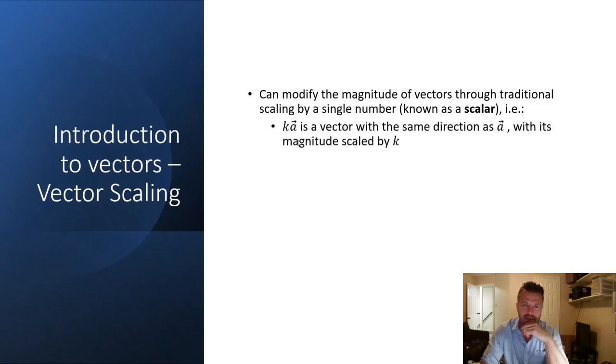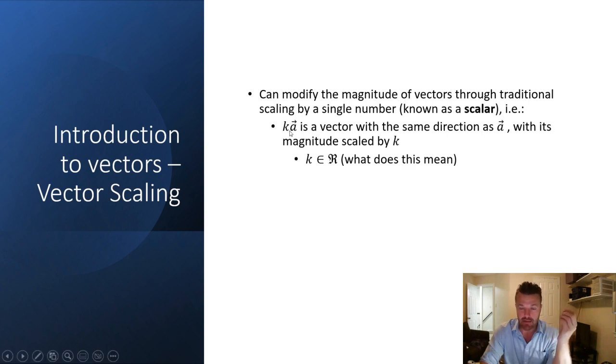But what is the idea of vector scaling? Well, what does it mean to take a vector and multiply it by a scalar? Well, all that is going to do is change the magnitude of the vector as long as the scaling constant is positive. So if I multiply a vector a by some scalar k, and k is a real number, that's what this notation means: k is an element of the real numbers.